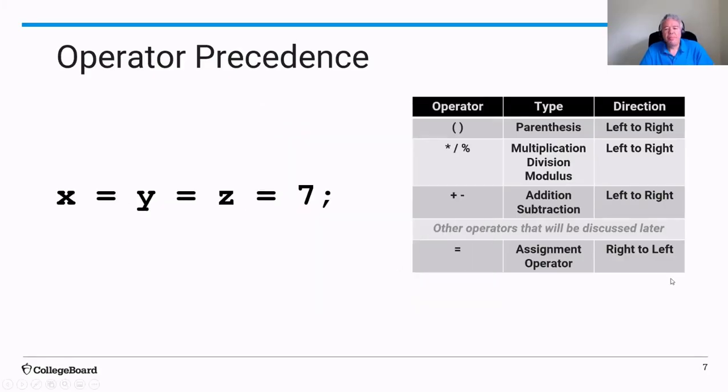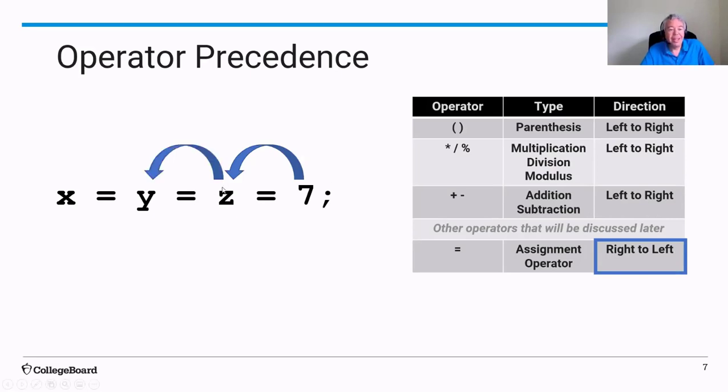Okay, the other thing I wanted to point out, notice we said that the assignment operator works right to left. I can use multiple assignment operators in the same line, but because I'm moving right to left, the first thing that's going to happen is we'll take 7 and assign it to z. And then as we work right to left, we're going to take the value that's in z and assign it to y. And then we're going to take the value that's in y and assign it to x. So we can work from right to left doing our assignments as we go.